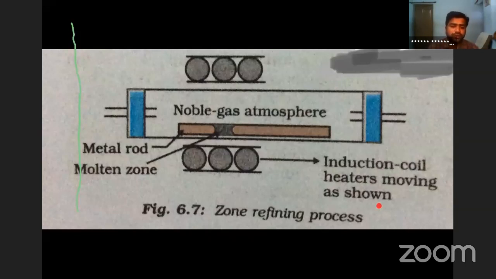Okay, zone refining method. So next one is vapor phase refining. Notes will be posted in your WhatsApp group, don't bother about that. Just you should know the thing. Very important, these techniques carry 2 marks.